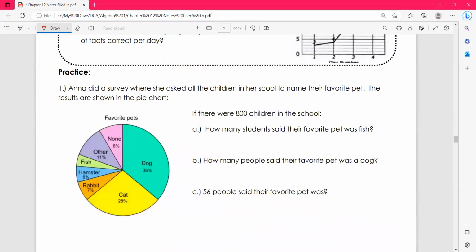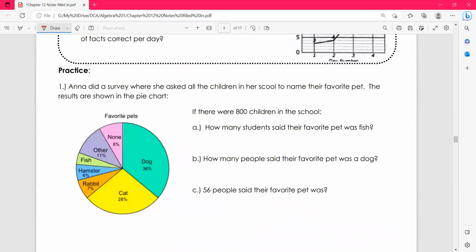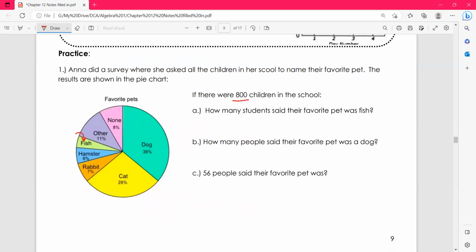Okay, so here Anna did a survey where she asked all the children in her school to name their favorite pet. The results are shown in the pie chart. So notice we've got 800 children in the school. How many students said their favorite pet was fish? So if we find fish, notice there isn't a percent for fish, but we know the total here is supposed to be 100.